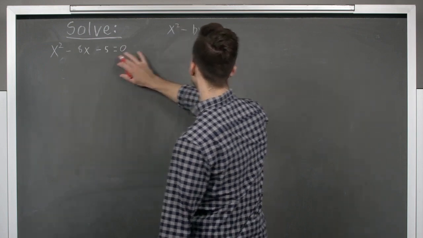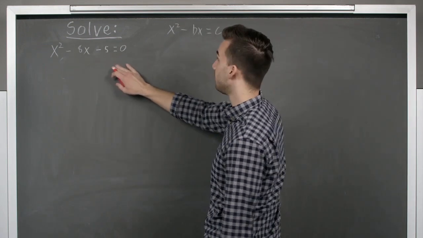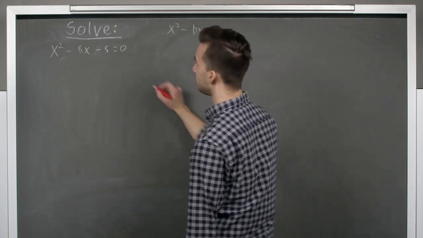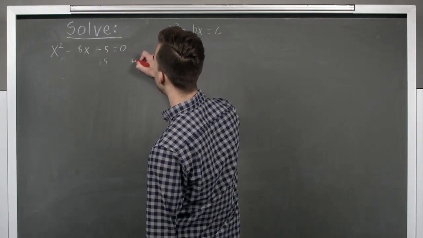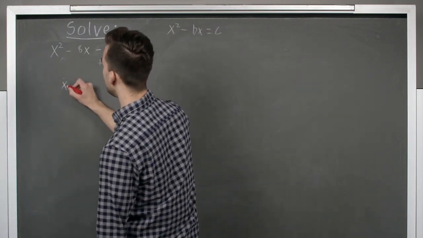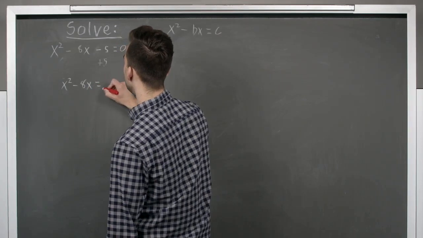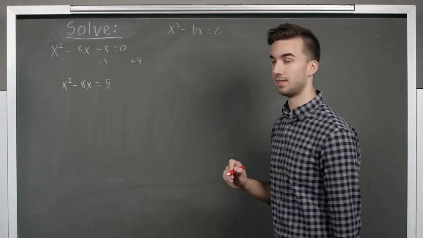So what we need to do is just move the c, which is our -5, to the other side of the equation. So I'm just going to go ahead and add 5 to both sides. And that'll give us x squared minus 8x is equal to 5. And so how do we factor this now?